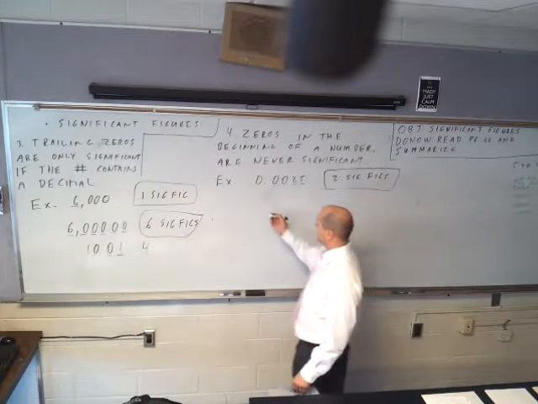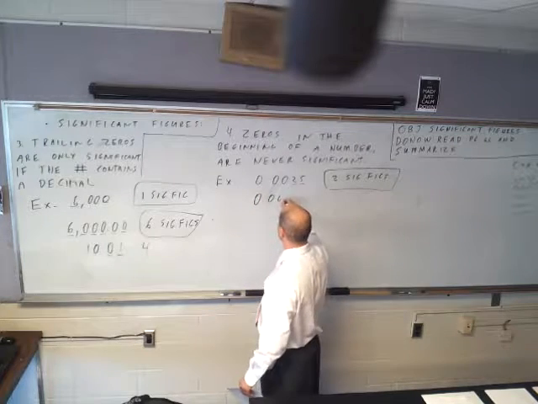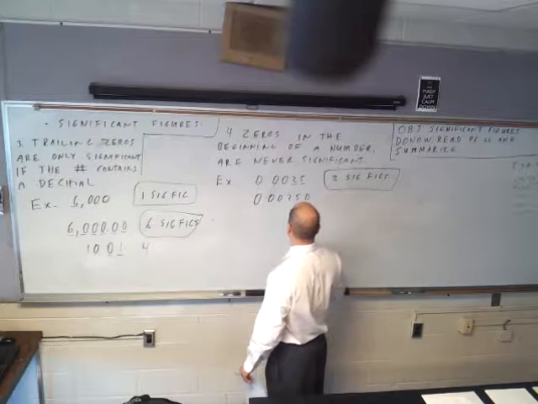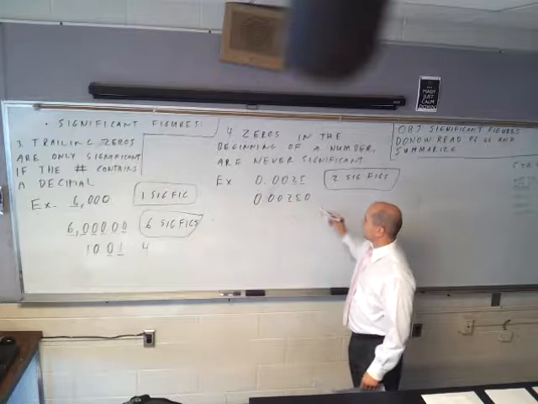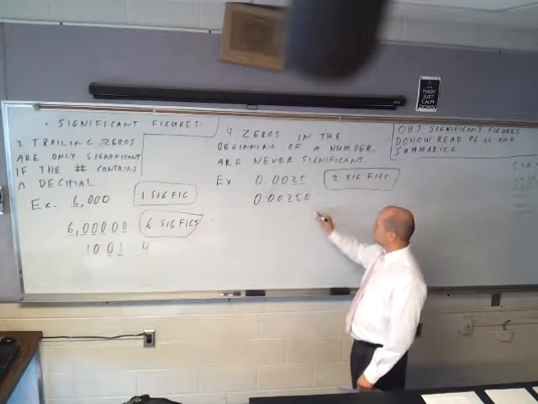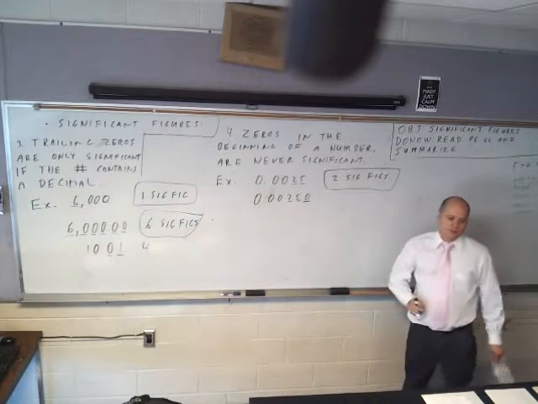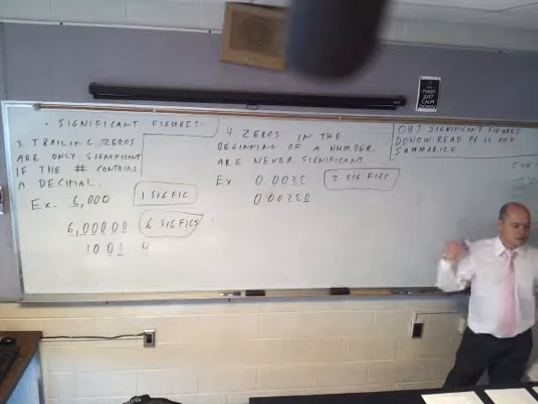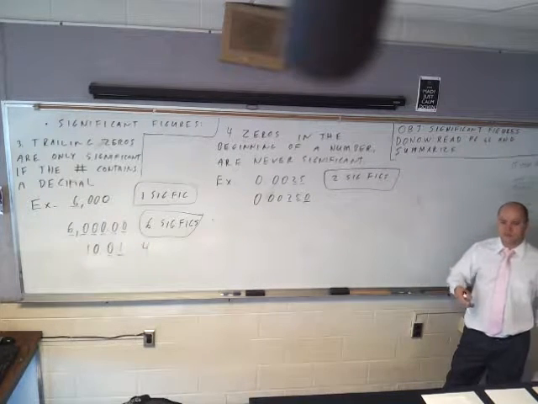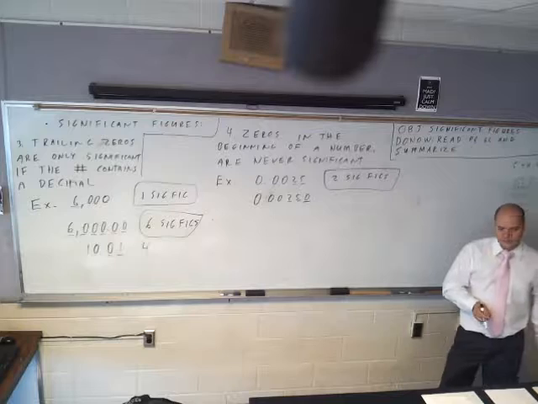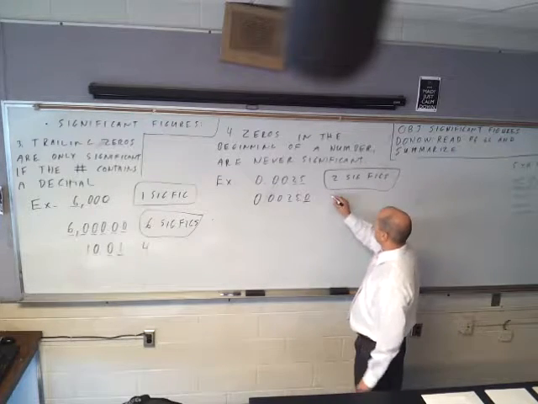Now trailing zeros are, so if I had 0.00250, these 2 of course are because they're non-zeros, but also that extra 0 to the right is also going to be significant because that's after the non-zeros in a number that contains a decimal. So this has 3 sig figs.